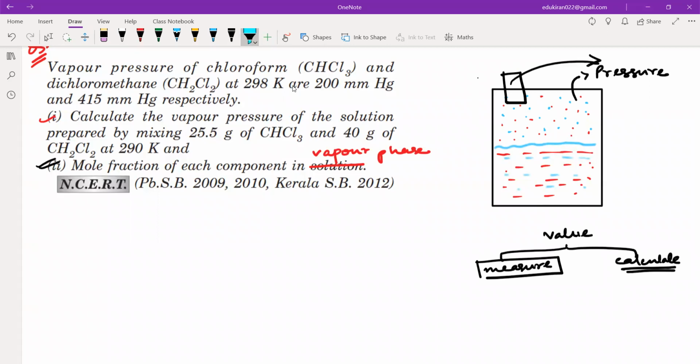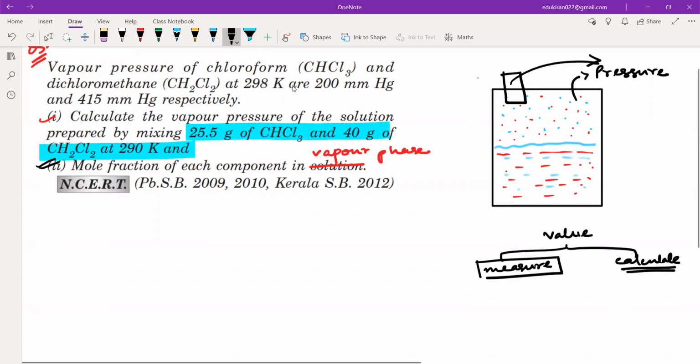So in that we have one piece of information: 25.5 gram of CHCl3, 40 gram of CH2Cl2 at 290 Kelvin. Let's see how we are going to solve this. What do we need? We need P total.